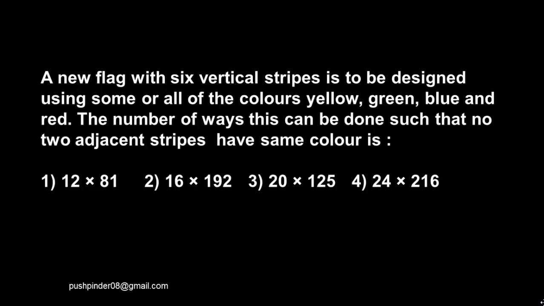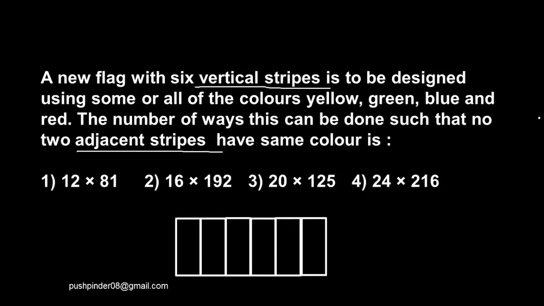Earlier we were just distributing sweaters and shirts to the students. Now over here there is a condition. So whenever there is a condition, we have to meet the condition. Now he's saying that no two adjacent stripes should have the same color, and there is a flag with 6 vertical stripes. So the flag is gonna look something like this, right?